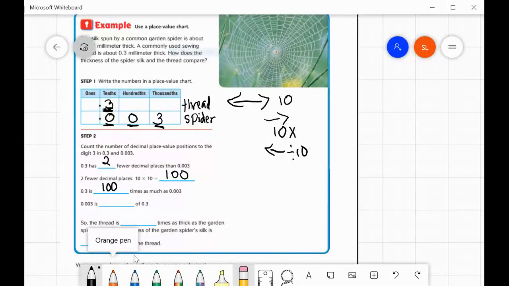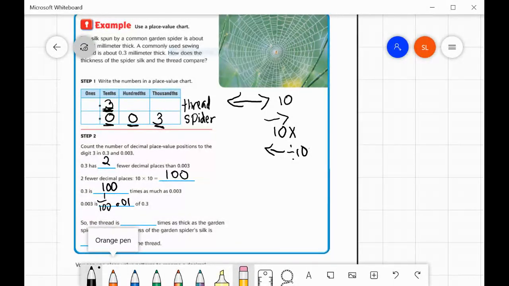All right. And 3/1000ths is 1/100th of 3/10ths. All right. And that can be written as 0.100 or 0.01. Either one of those works.